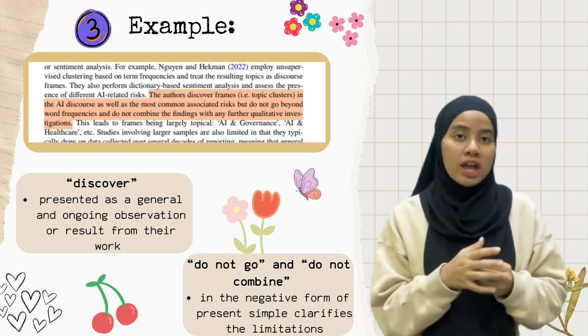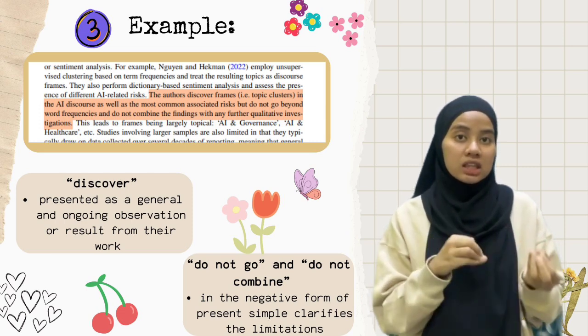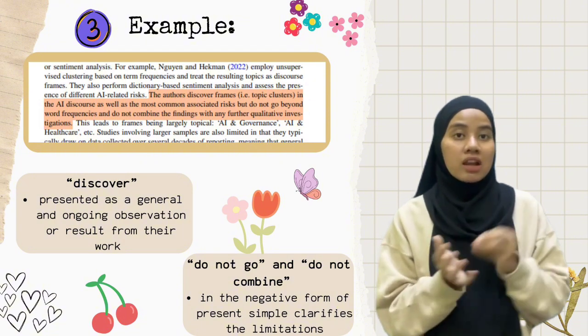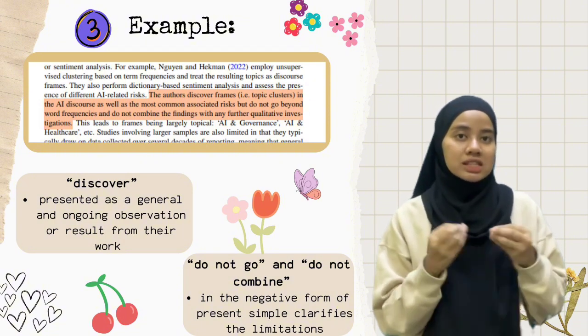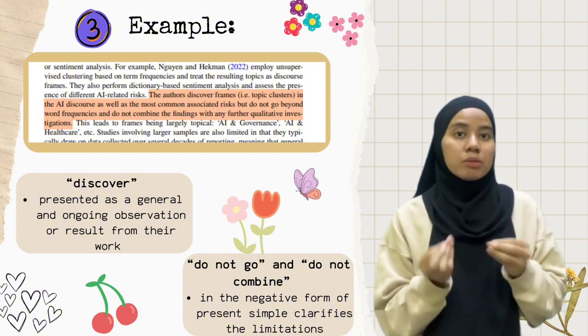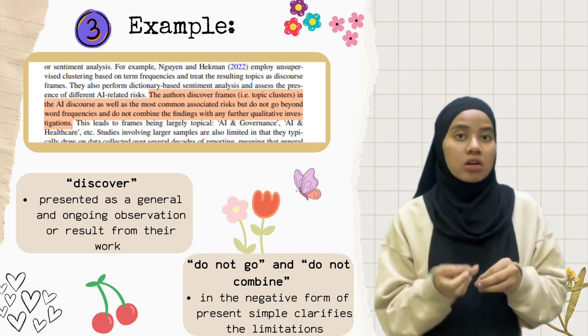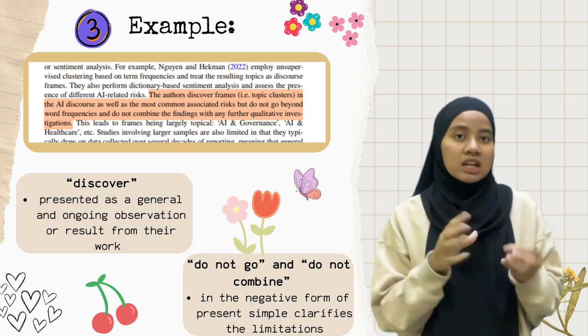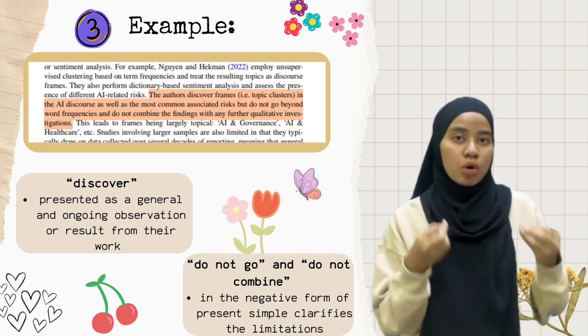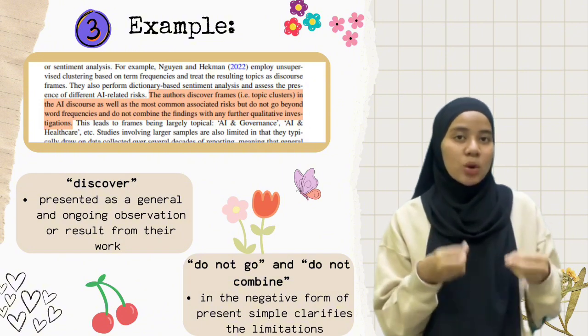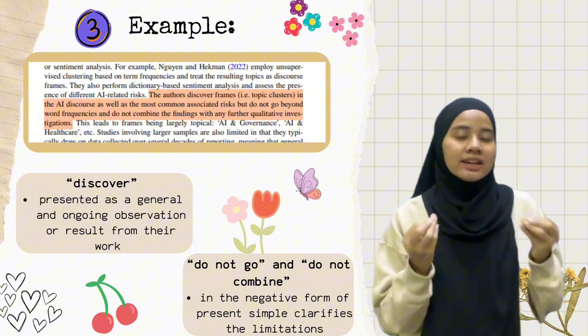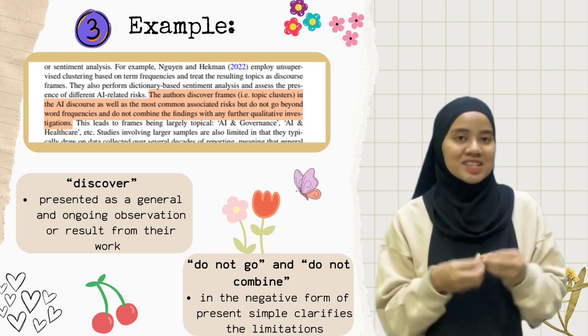While do not go and do not combine that is in the negative form of present simple clarifies the limitations of the study as it stands rather than being limited to a past context or a temporary observation. The present simple makes these points precise and easy to understand, showing both the strengths and gaps in the research.